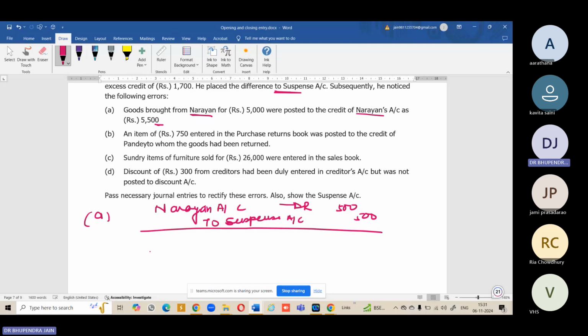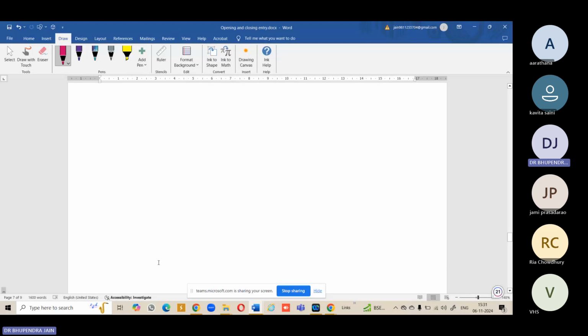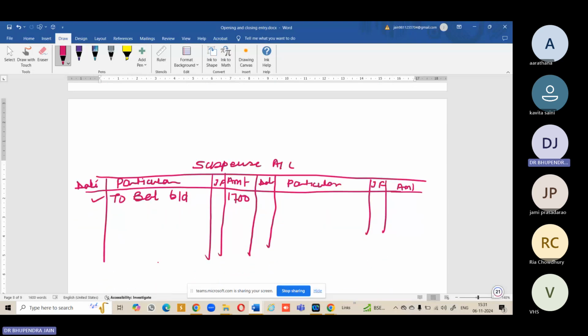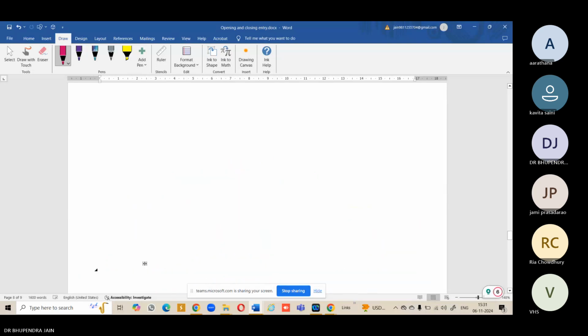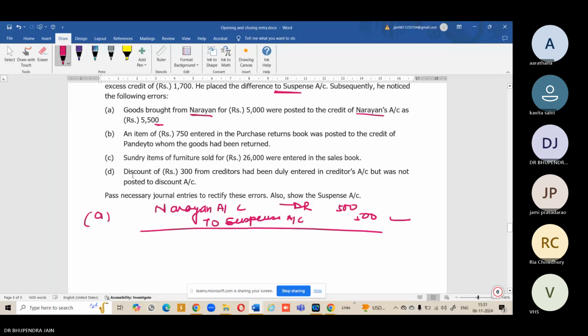In this case, the suspense account is given on the credit side. Suppose we enter in the suspense account with the opposite side's name. So with the Narayan, 500. Next entry. An item of 750.